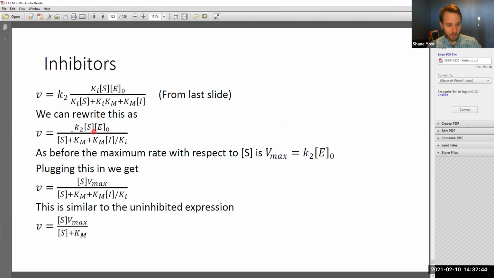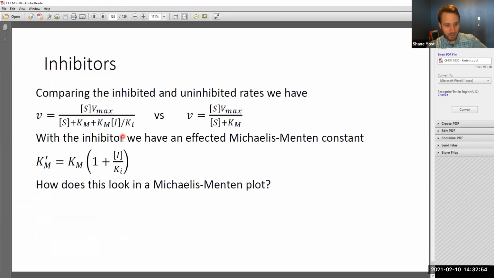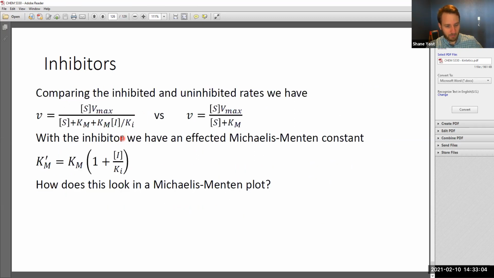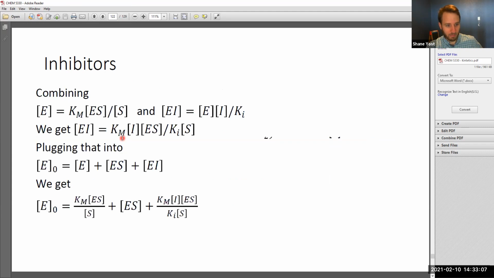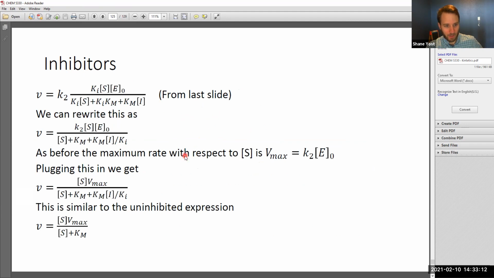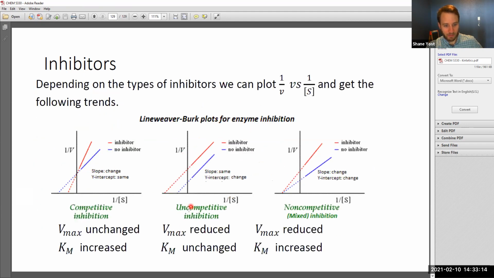So before we had Kb times S times the initial concentration of enzyme, over S plus Km, and then you get this extra term in the denominator that appears. That can affect things, for a competitive inhibitor, which is what this is. And then there are other things for non-competitive and uncompetitive inhibitors. You can work things out.